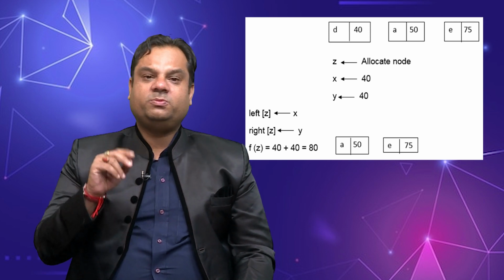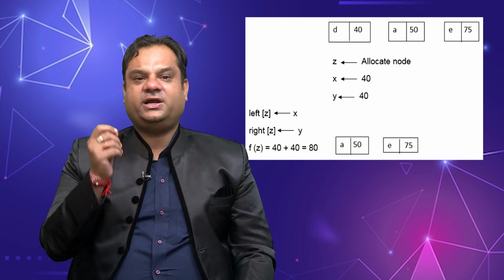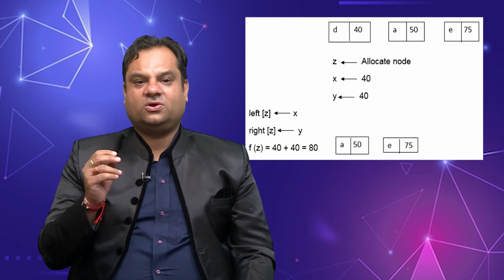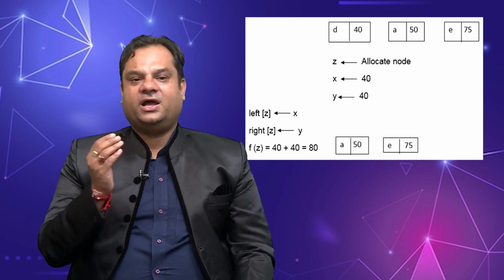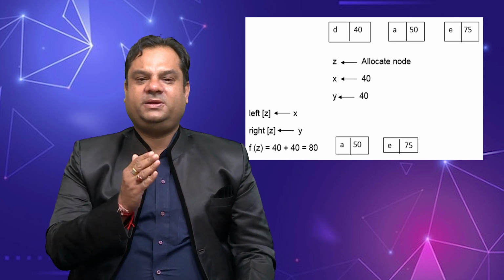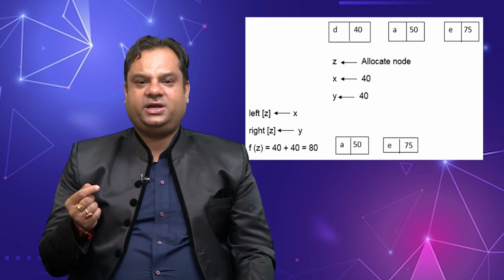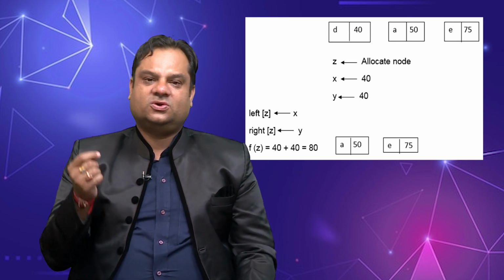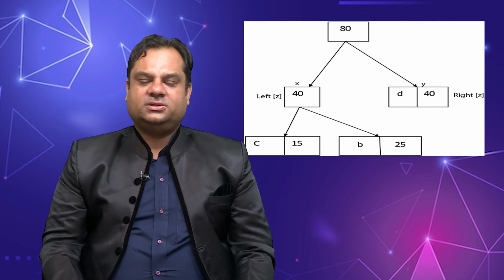So again we pick the two minimum values in the form of X and Y. X is 40 and Y comes from D, which is also 40. So again the left and right of Z are X and Y. Again we connect f of Z, 40 plus 40, and the total equals 80, with the help of X and D. So again we generate a tree in this format by connecting the tree.